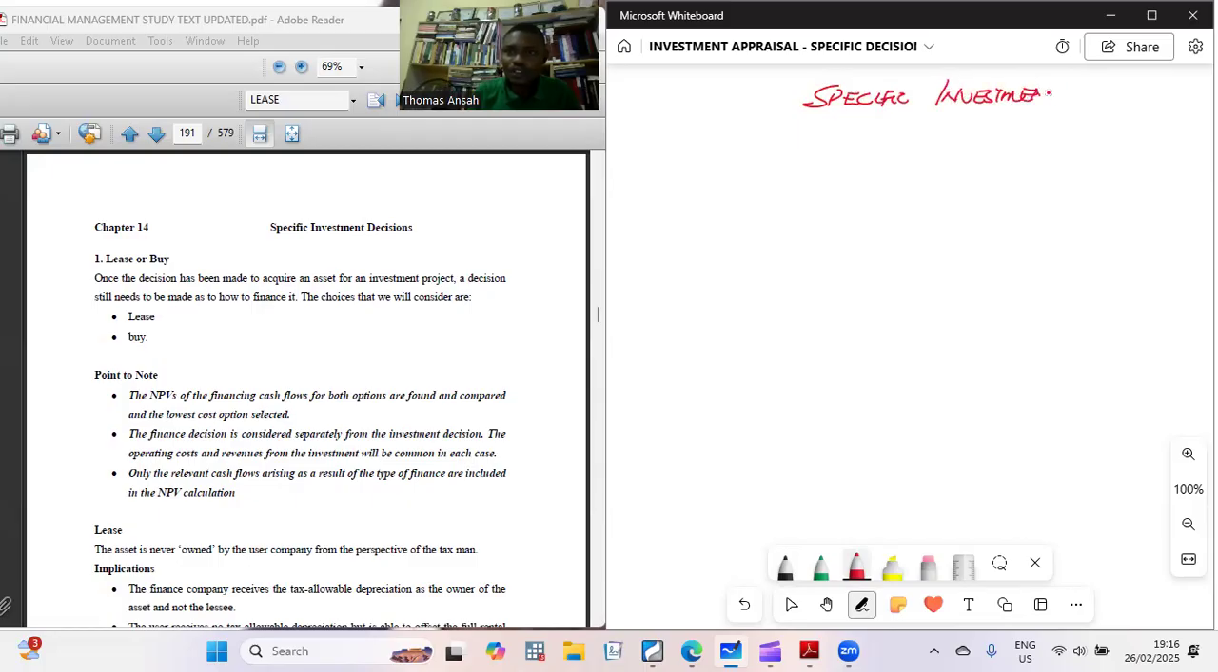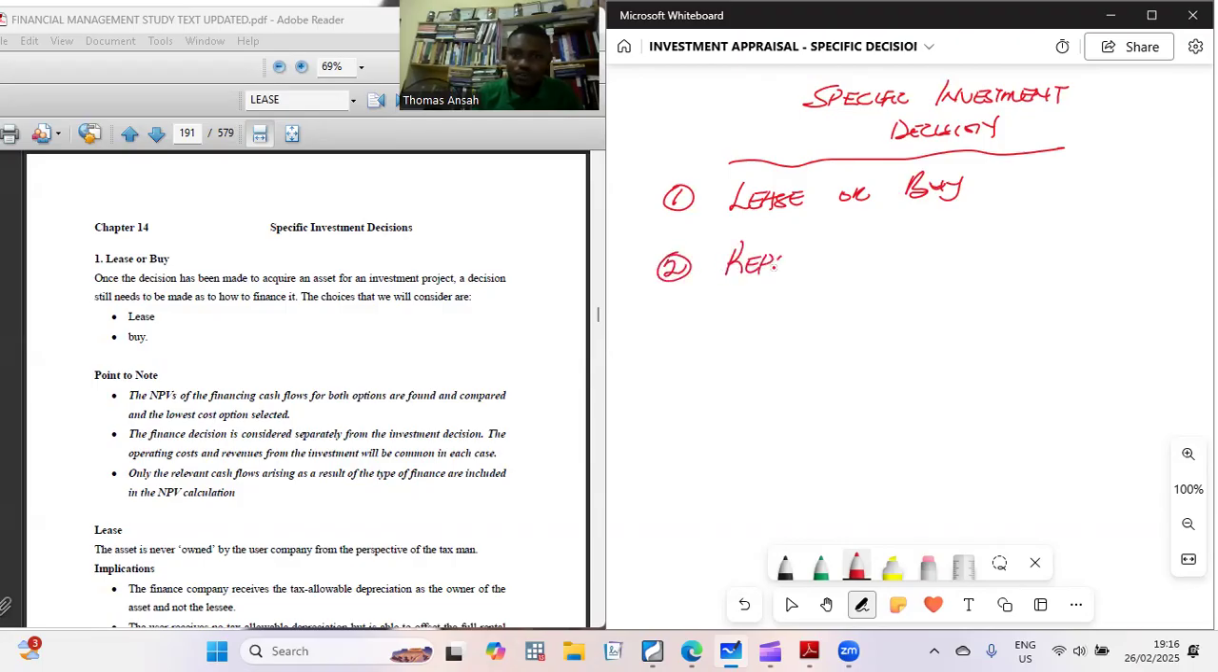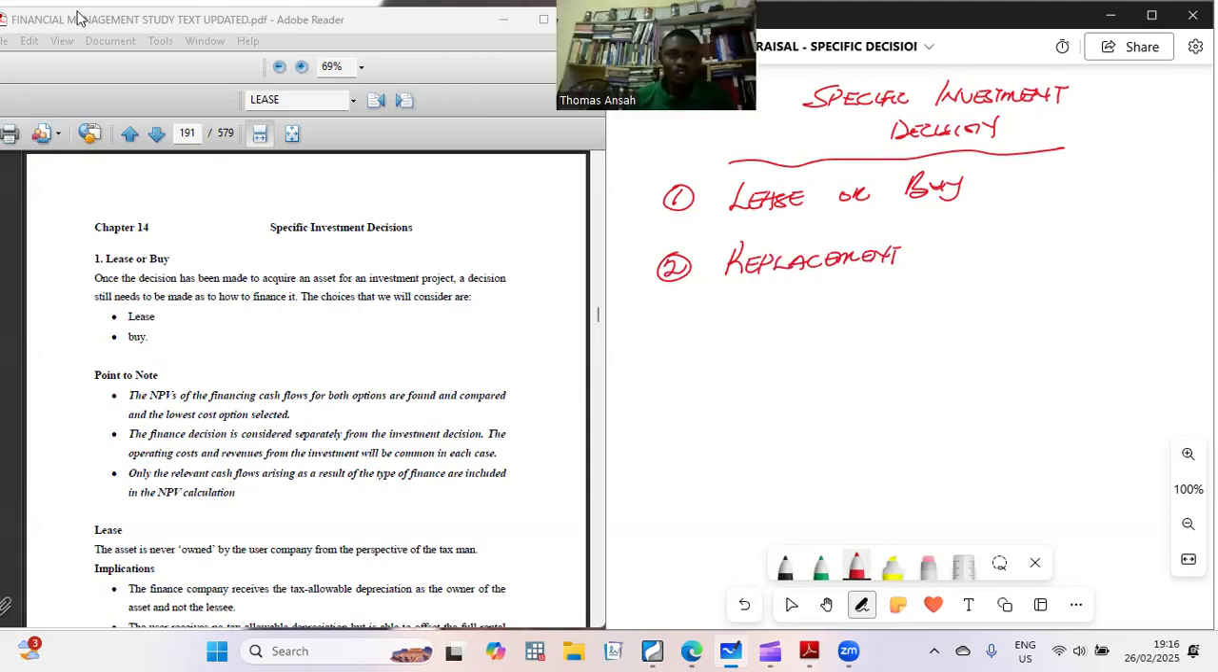Two specific decisions that we would want to make. One of them is lease or buy. The other one is replacement. So these are the two things that we are going to look at. Let me make sure you are seeing my screen. But first, let's look at lease or buy.